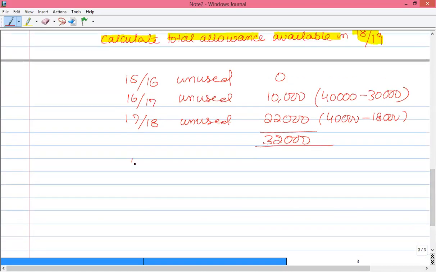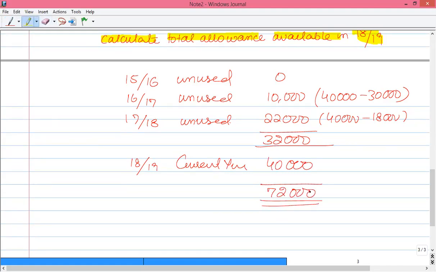Now we have the allowance of the current year, and that current year allowance is 40,000. So now the total allowance available in the current year is 72,000. Now what is the use of this 72,000? It means that if we contribute gross pension up to 72,000, then there will be no tax on it. But if our contribution is greater than 72,000, then we have to pay an annual allowance charge on it.